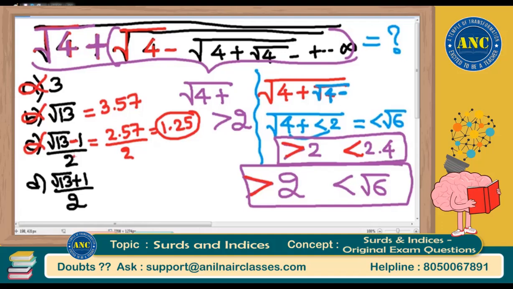Out of 4 options, 3 are ruled out. You are left with only one option that should be correct. If you want, check it out. Root 13 is 3.57 plus 1 is 4.57 divided by 2. Answer is approximately 2.25. 2.25 is greater than 2, 2.25 is less than 2.4. That should be the correct answer.